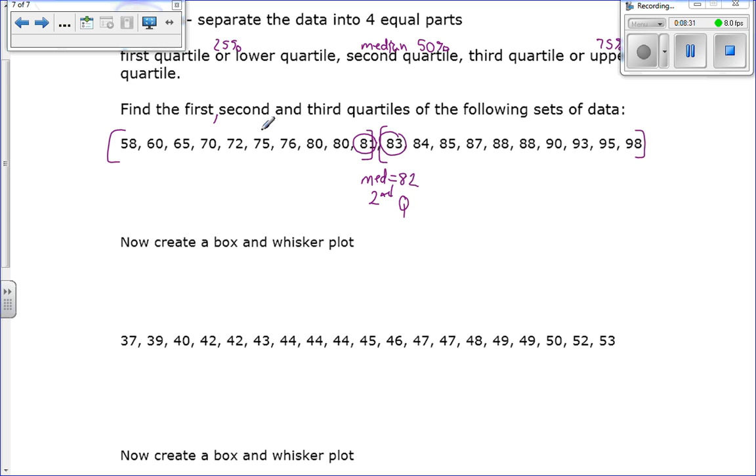Now to find my first quartile, I must split this data in half. I have 10 pieces of data. So 1, 2, 3, 4, 5, and 1, 2, 3, 4, 5. So I'm looking between those two to find my first quartile. And when I average those two together, I get 73.5. This is my first quartile.